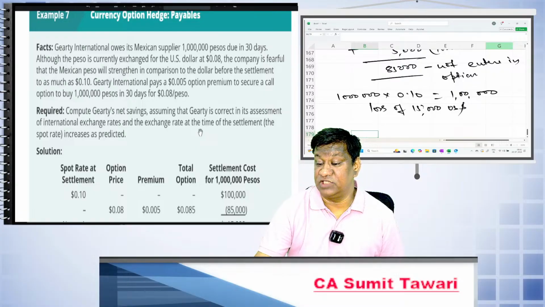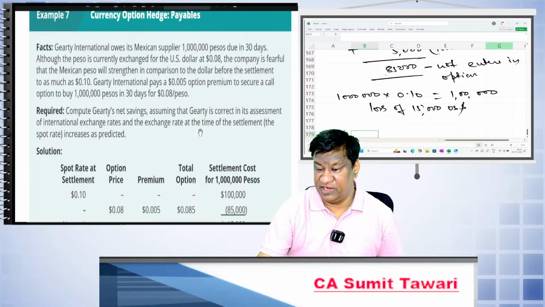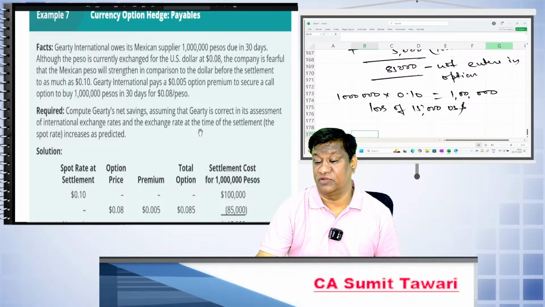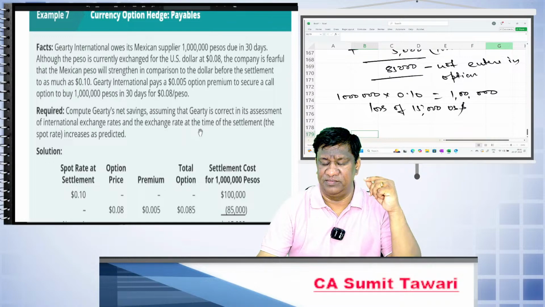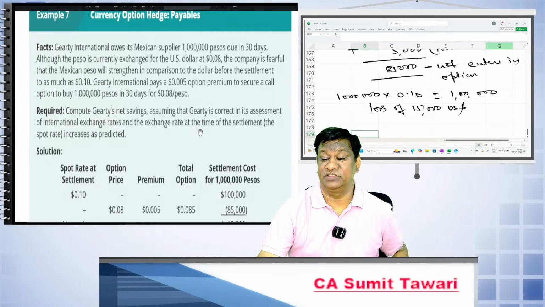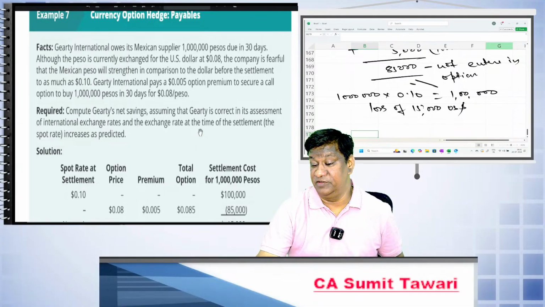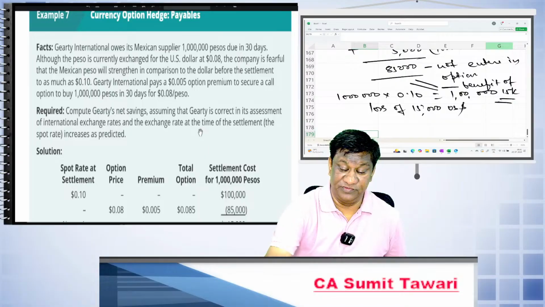But because I have an option, I can execute the contract at the 0.08 exchange rate, and I can fulfill my obligation with 85,000 US dollars. Means 80,000 I need to incur to buy 1 million pesos, and the 5,000 which I paid as the premium. So still there is a benefit of 15K. So this way we need to calculate.